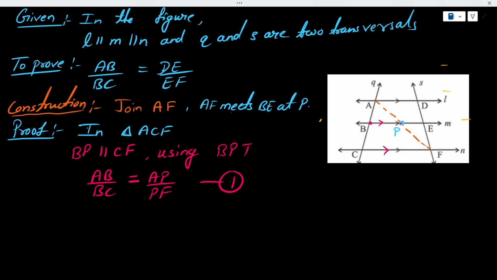Then how are you going to do it here? In the second one, what is the second triangle here? You can take AFD or ADF, in triangle ADF.